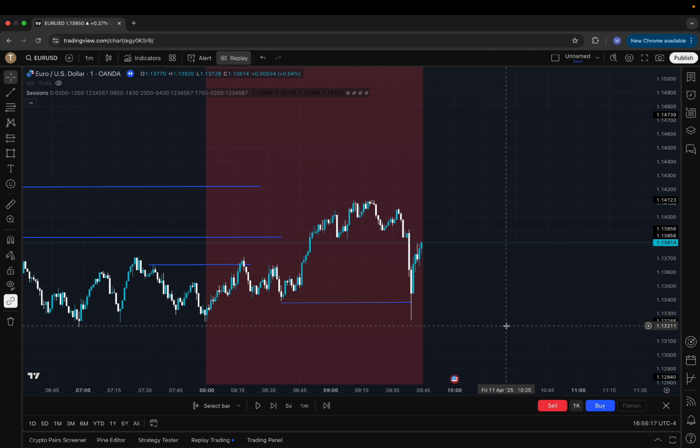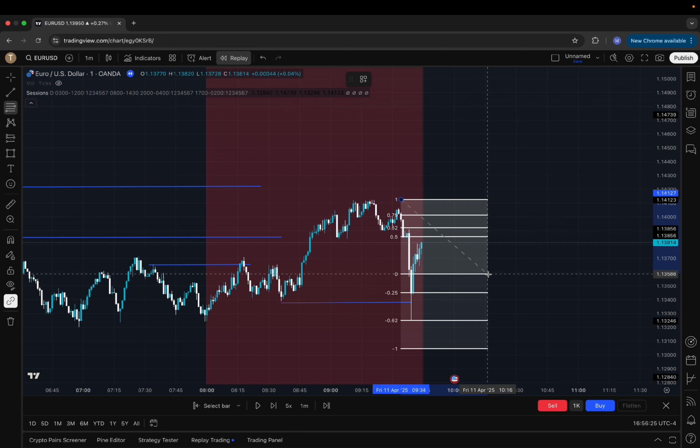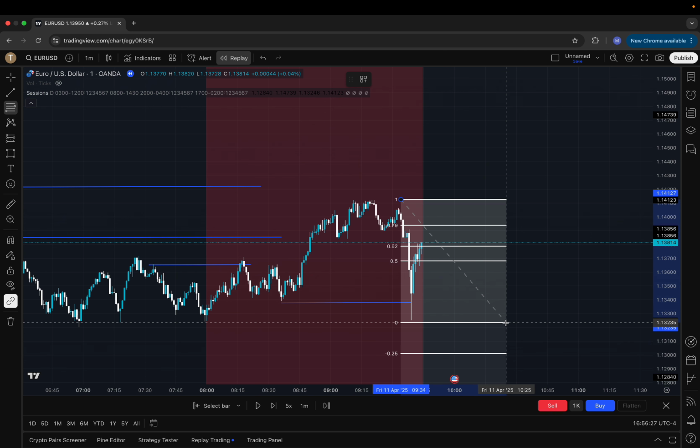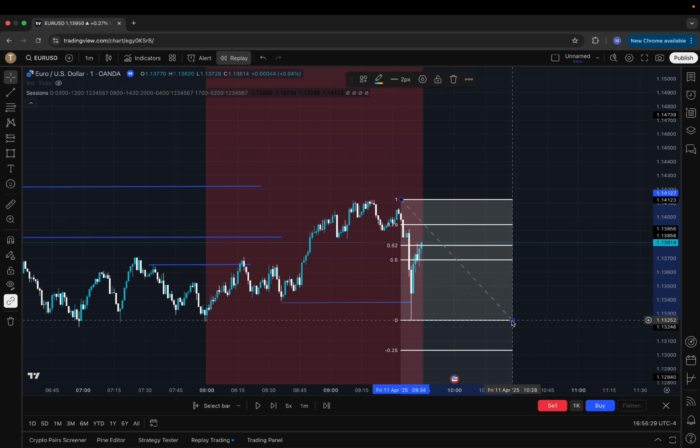And once I've marked out the market structure shift, I can then go over to my Fibonacci tool, and we can see the high is right here, and we can see that this candle was the candle that took out this low right here.